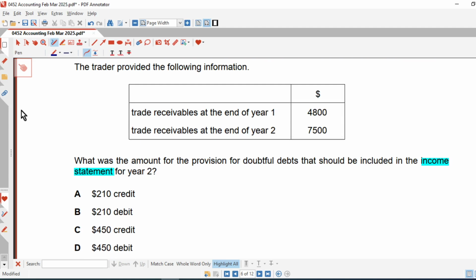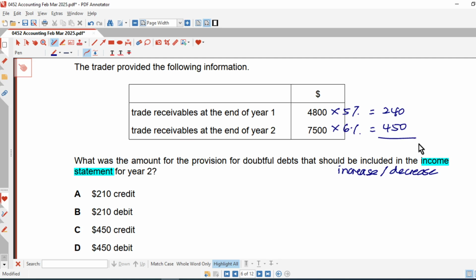So how much was the increase or how much was the reduction if you're talking about the income statement? But if they're asking for the statement of financial position, then it is the provision at the end of year 2. So let's try to calculate 5% and 6%. 10% would be 480, so 5% is 240. 6% of 75, let the brain work, 450. So 240 and 450.